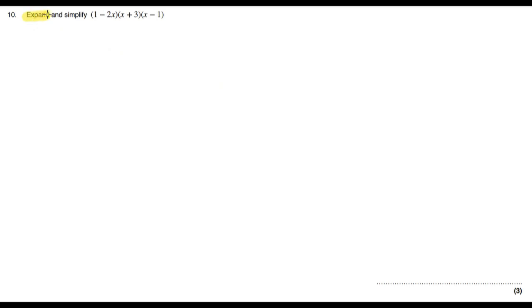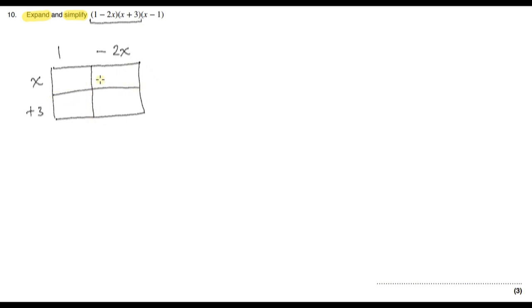Question 10, expand and simplify this expression here. Now, in a previous question, I used the FOIL method to expand brackets. So for this question, I'm just going to mix it up and use the grid method. So first of all, I'm going to expand these two sets of brackets. So we've got 1 and then negative 2x, and we're going to multiply that by x plus 3. So I'm just going to do a grid like this. So we need to multiply each term by each term. So we're going to have 4 terms.